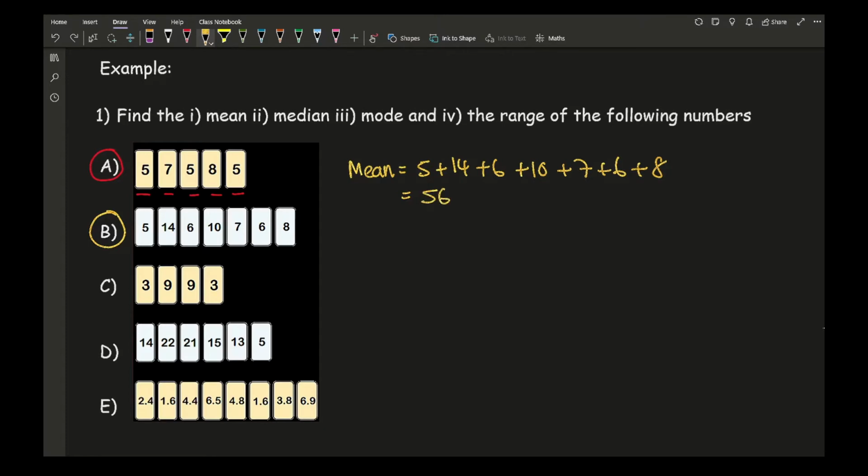So here, if I add up the numbers, I get 56. So to work out the mean, it's going to be 56 divided by how many numbers I've got, which in this case is 7. And 56 divided by 7 gives me 8. And there is my final answer.